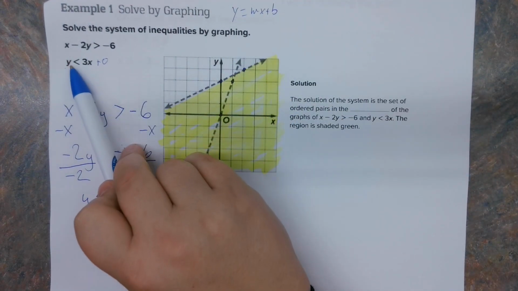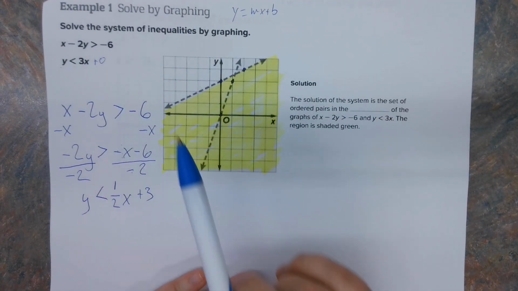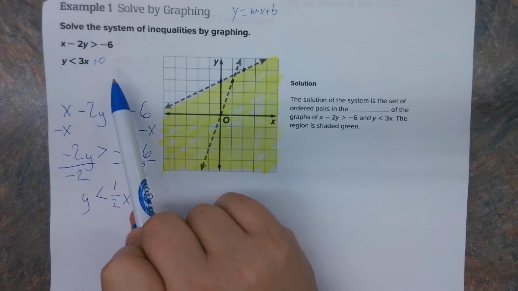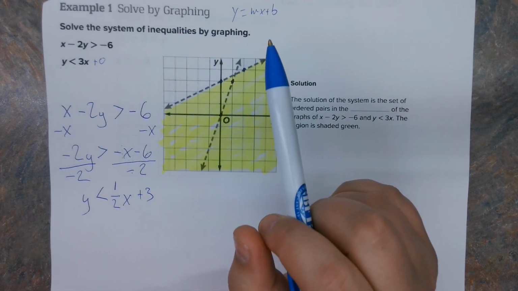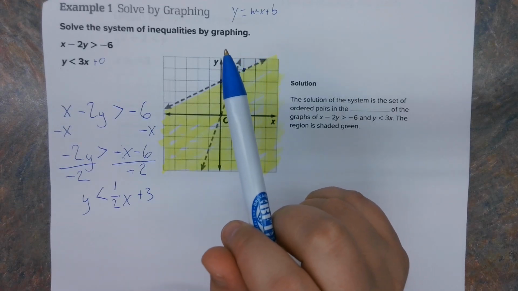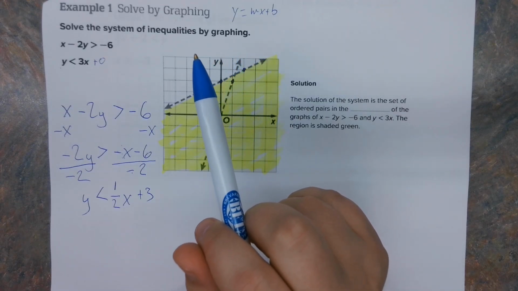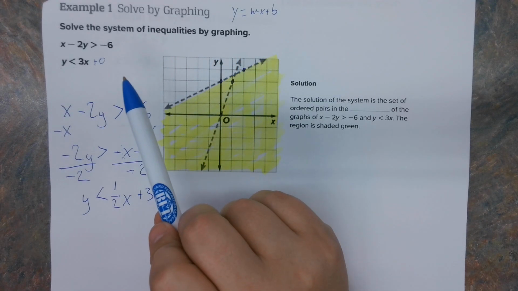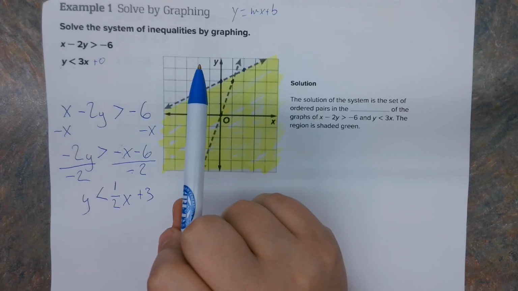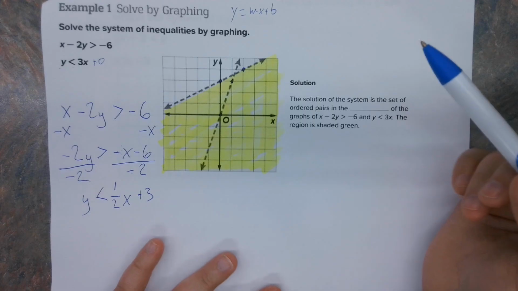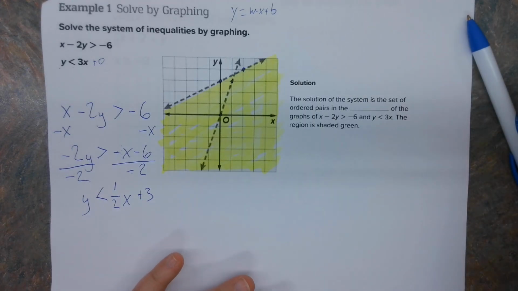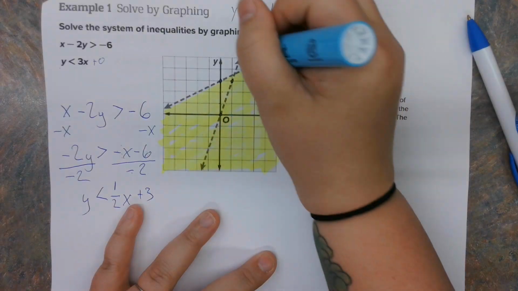Now, y is less than. I'm actually going to, y is the line, so this line is less than. I'm going to shade to the right. Okay? So I'm shading to the right.